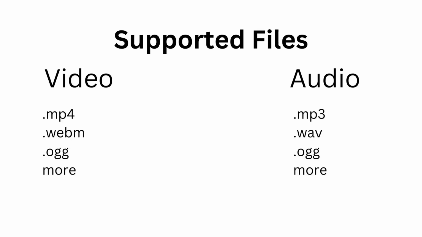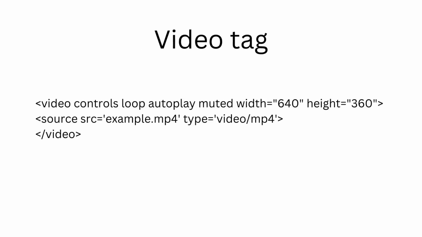For videos, most web browsers support the following file types: MP4, WEBM, and OGG. For audio, the following file types are supported by most web browsers: MP3, WAV, and OGG. To use the video tag, we start with the video tag itself, and then add a source element. It's important to note that the source element has no closing tag.